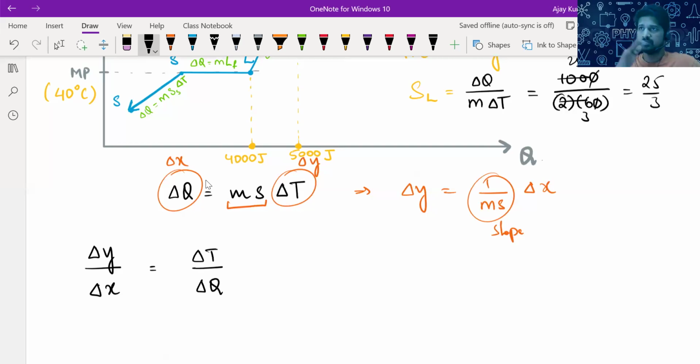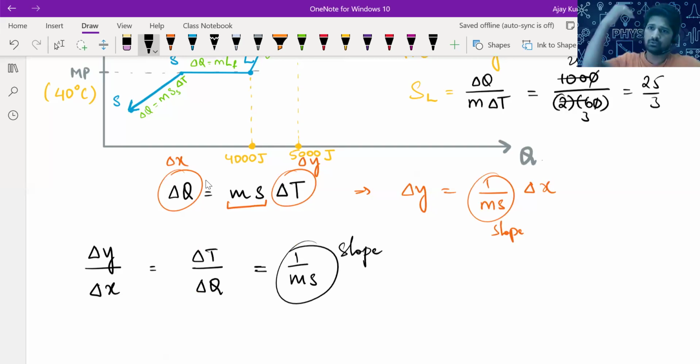Now we know delta Q is ms delta T. So delta T by delta Q becomes 1 by ms. So when the graph is drawn in this form with temperature on y-axis and heat on x-axis, then slope is 1 by ms. They can even reverse the coordinates.